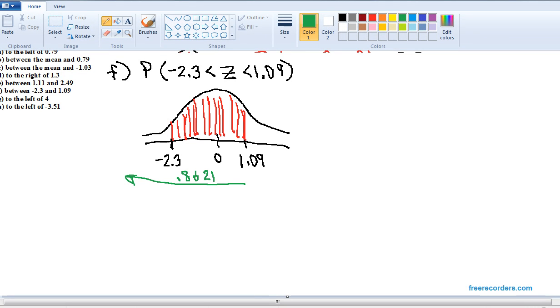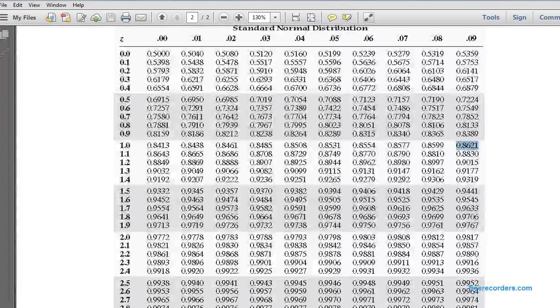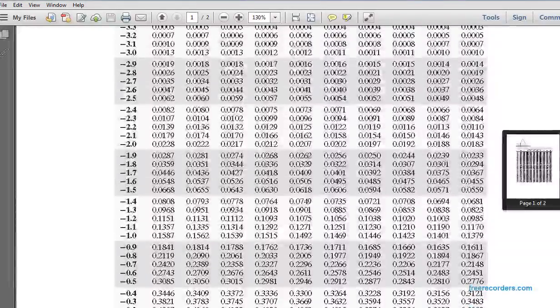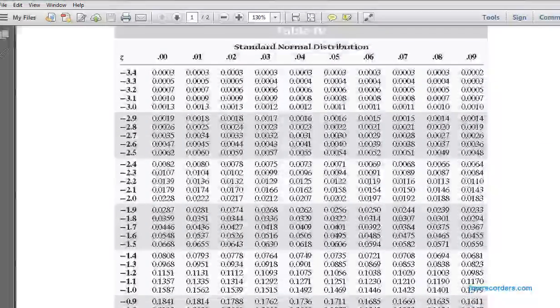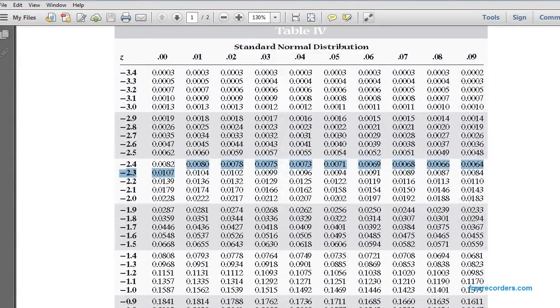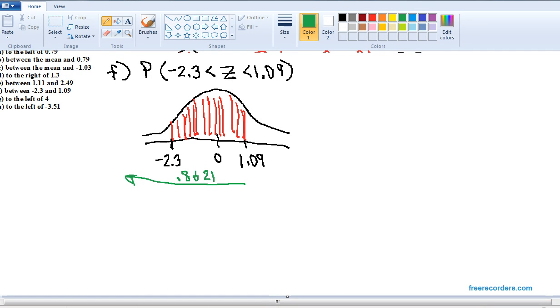Go back to the first page of the table, look up negative 2.3, which is the same as negative 2.30, and we get 0.0107. That's to the left of negative 2.3. We know the green area. We know the blue area. We want to find the red area.